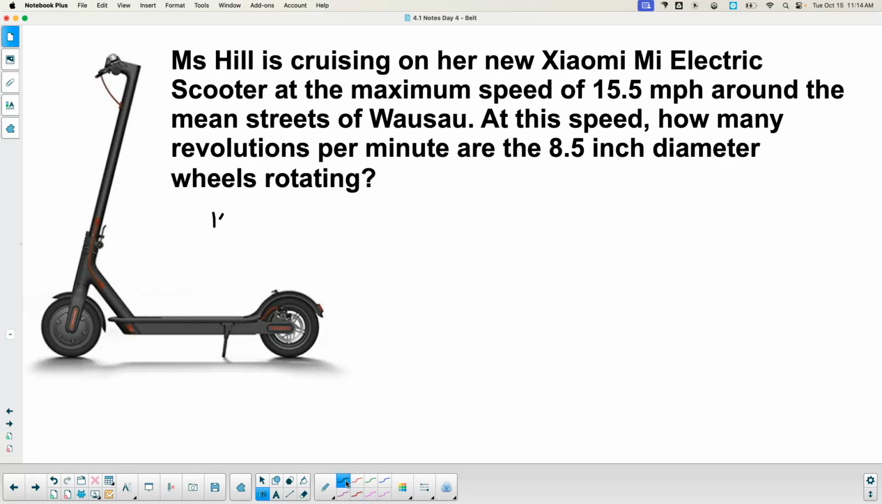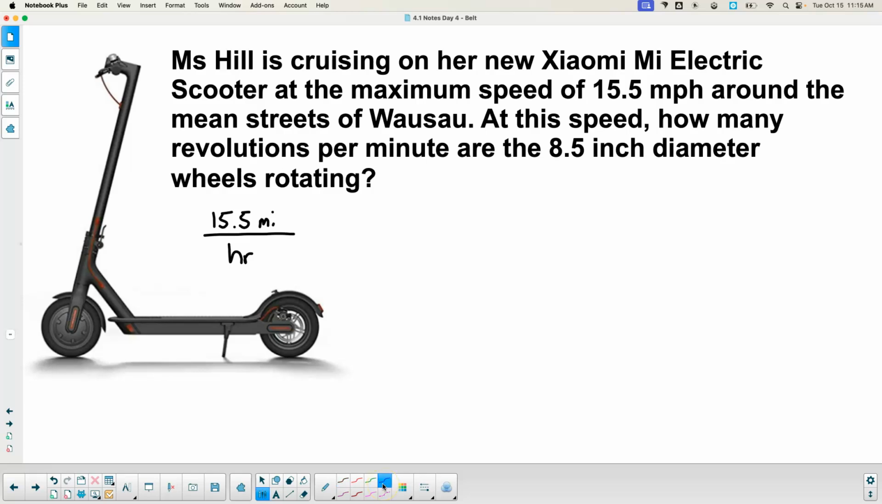So we started out at 15.5 miles per hour. It also told us what we want to get it into. What do we want to get it into? Revolutions per minute. So we want to get it into revolutions per minute. So that means we're going to keep factor labeling until we've got revolutions on the top and minutes on the bottom. What do you want to do first? Miles first? All right, we'll deal with miles first.